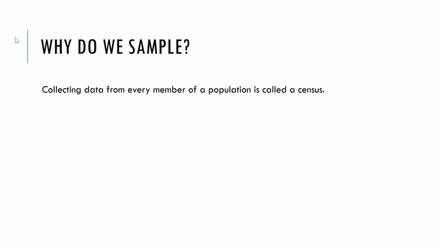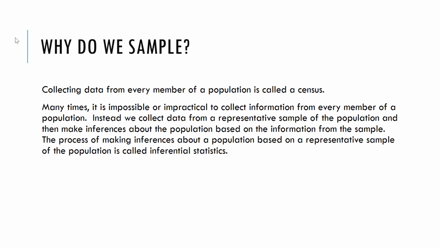Why do we sample? Collecting data from every member of a population is called a census. Many times it is impossible or impractical to collect information from every member of a population. Instead, we collect data from a representative sample of the population and then make inferences about the population based on the information from the sample. The process of making inferences about a population based on a representative sample of the population is called inferential statistics.